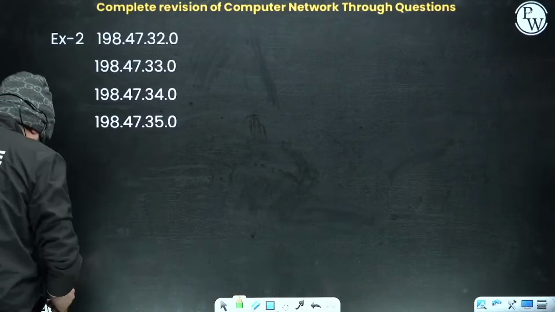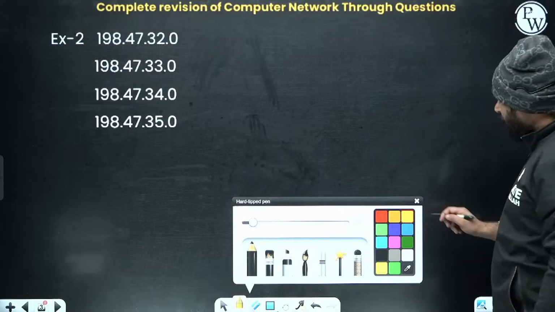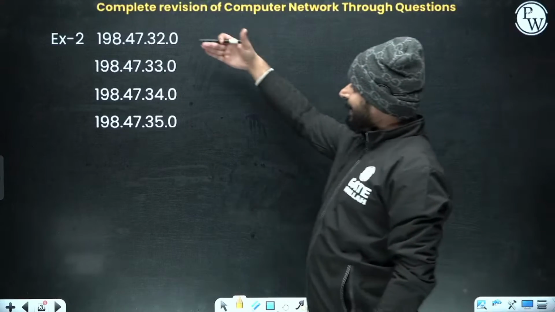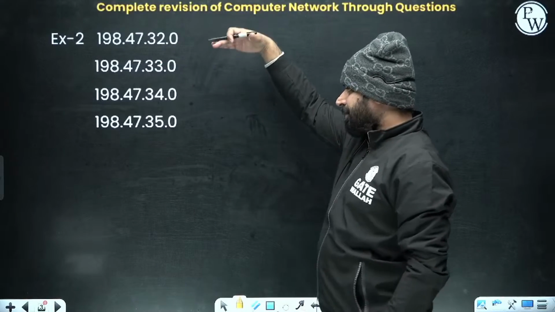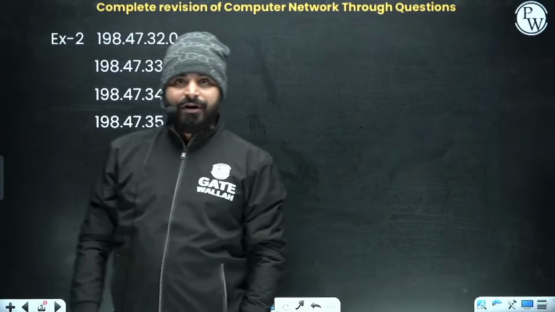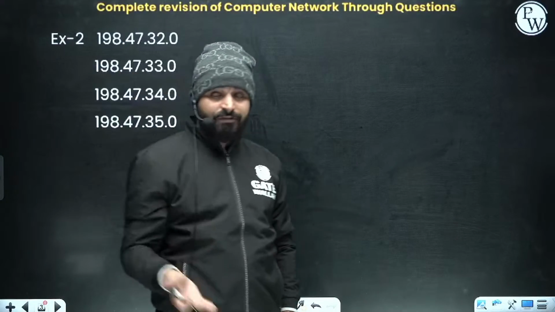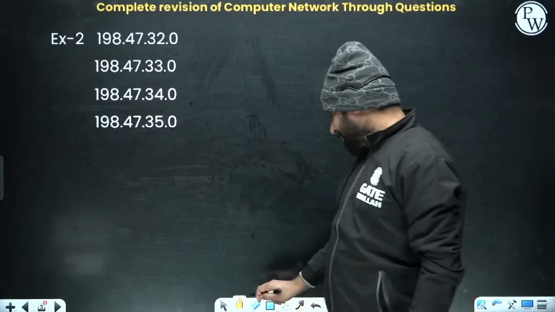Now, this is the next question that you can see here. The networks are 198.47.32.0, 198.47.33.0, 34.0, 35.0. So we have these 4 networks given. We have to check whether these networks are contiguous and divisible. All the 3 rules we have to check.